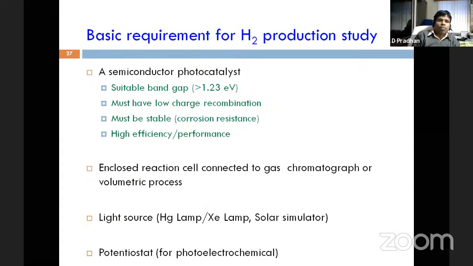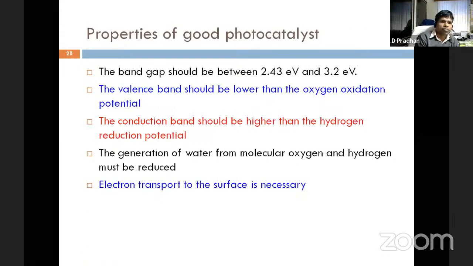So the basic requirements are a suitable band gap, certainly greater than 1.23, but again 1.23 is not enough. You need a little higher band gap, preferably around 2, more than 2. It must have low charge recombination, must be stable and corrosion resistant, because you are working in an aqueous solution, and should be high performance. And for measuring the hydrogen produced, you need to connect the cell with a gas chromatograph or a volumetric process. Then you can have a solar simulator or any kind of lamp to do this work. And you need a potentiostat for the photoelectrochemical process, because you have to apply the bias.